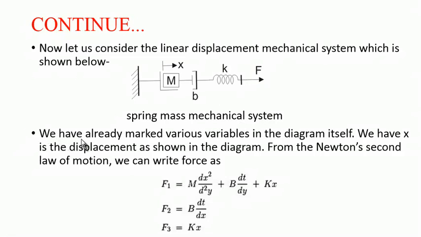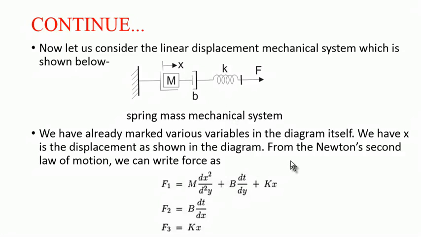Next, we have already marked various variables in the diagram itself. These are the variables, x, k and f. x is the displacement as shown in the diagram.